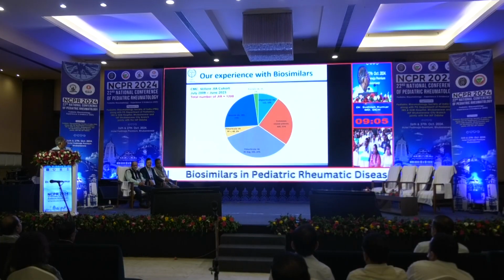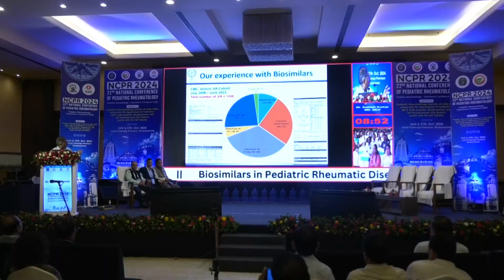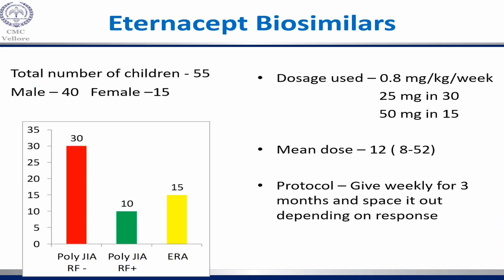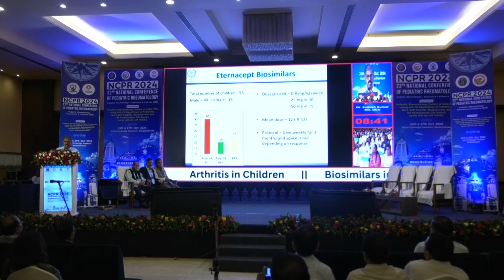Okay. So what is our experience? This is in the last almost 15 years. We have a big cohort of children with JIA in our hospital. All the children are in a proforma. We collect the data and enter the data into the system. So we have used etanercept biosimilars in 55 children. Most of them are polyarticular JIA, and you can see the dose. This was the dose we use, and the mean dose was 12.